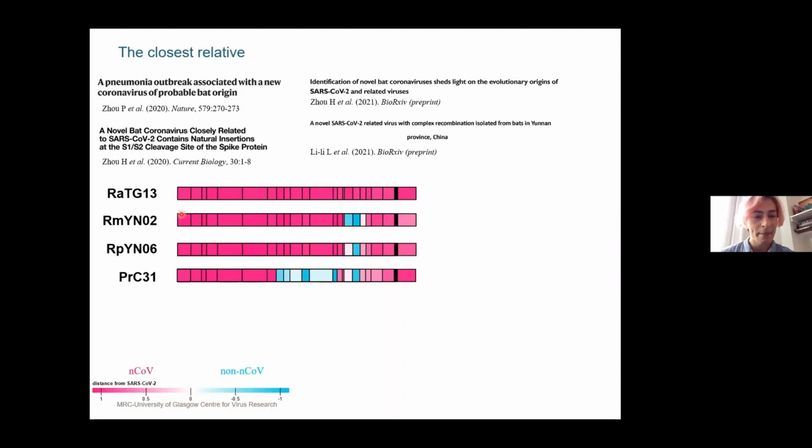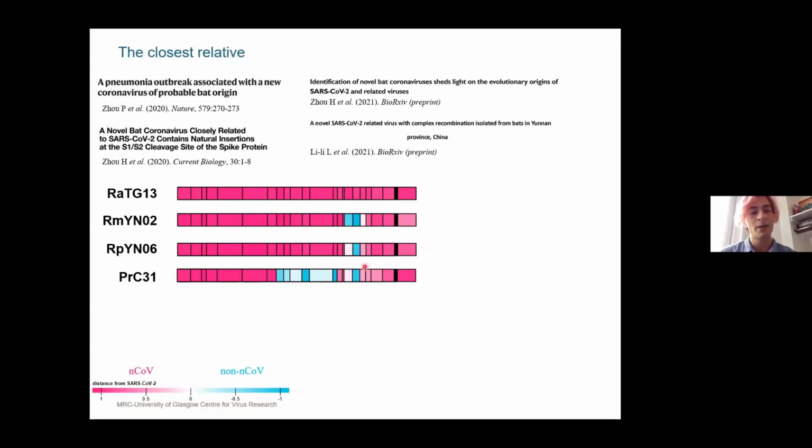breakpoints. And this is just a kind of arbitrary metric here, where for each maximum likelihood phylogeny, you split the nCoV clade from the non-nCoV clade, and then within the nCoV clade, anything that's very close to SARS-CoV-2 will get a deep fuchsia color, and anything that's far away but still within the nCoV clade will get a softer pink, and kind of the other way around for the non-nCoV clade.